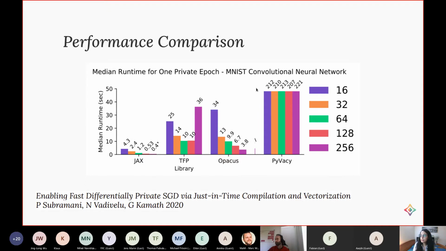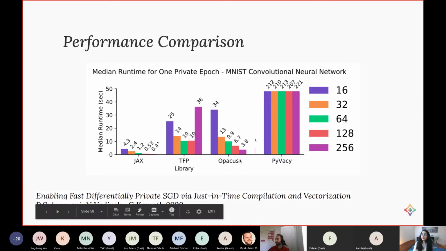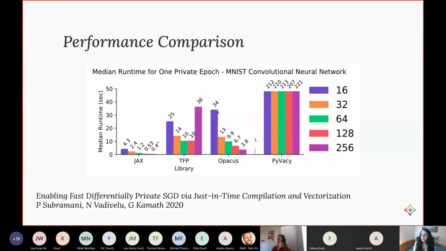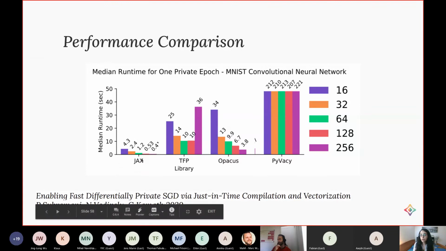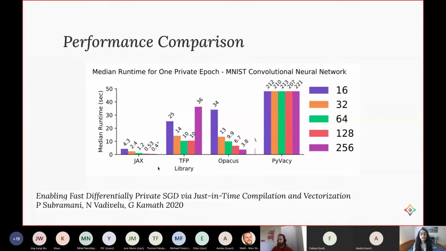For MNIST CNN, you can see that Opacus seems to be doing much better than Privacy, which was the first real library that did this, and the TensorFlow Privacy library as well, on all batch sizes except the batch size of 16. Whereas JAX, their method, has a much better result compared to all the other results so far. That is definitely a very interesting direction to look into.